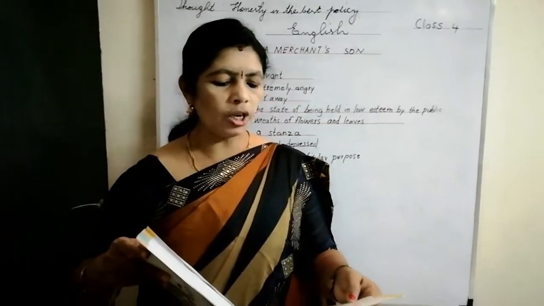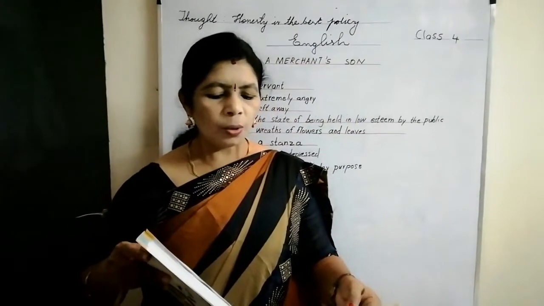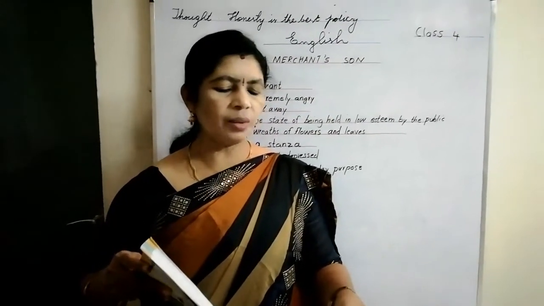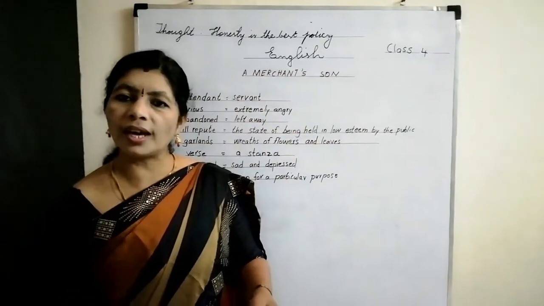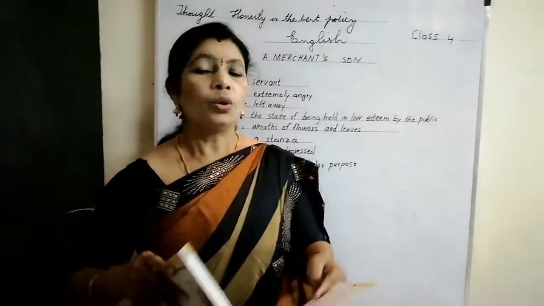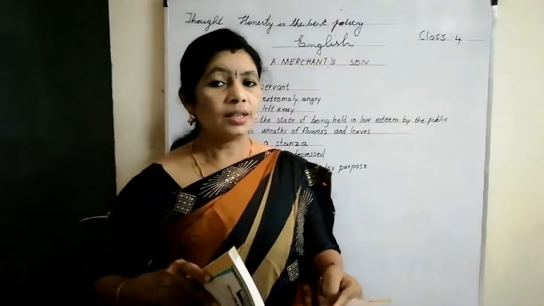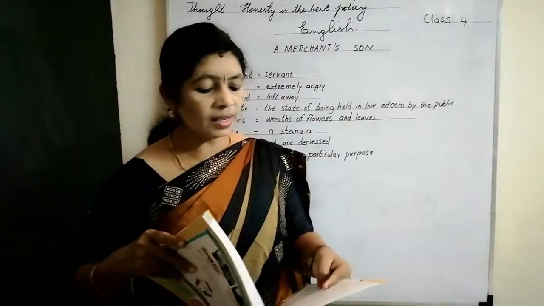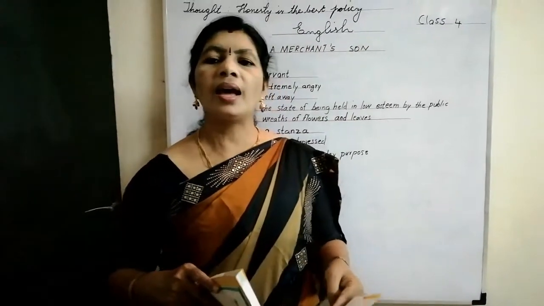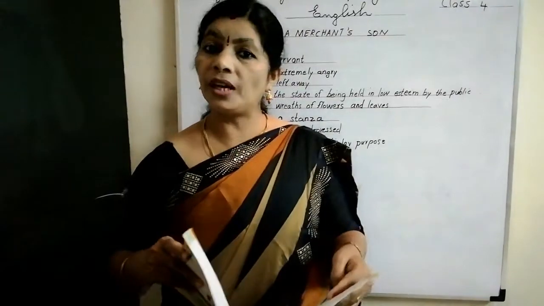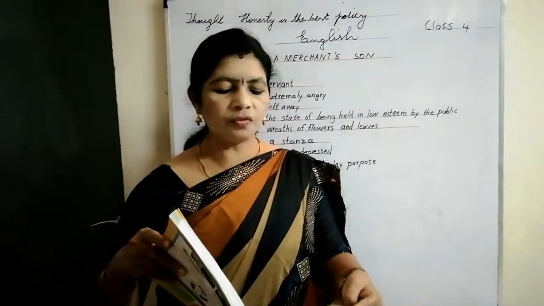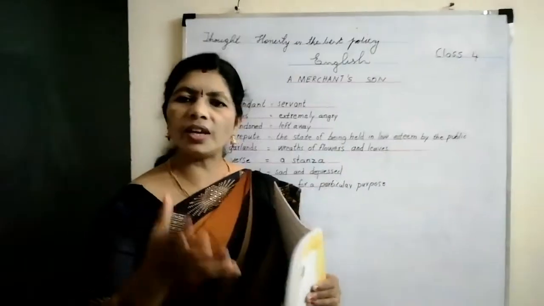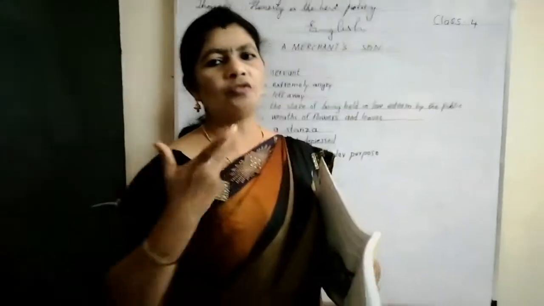The princess thought he was that prince whom she had seen at the festival and received him warmly. So the princess thought that this man is whom she was waiting for. She thought he was a prince. And what did she do? She welcomed this man and received him warmly. She served him food and drinks and ensured his comfort. So she served him food and gave comfort to this man.